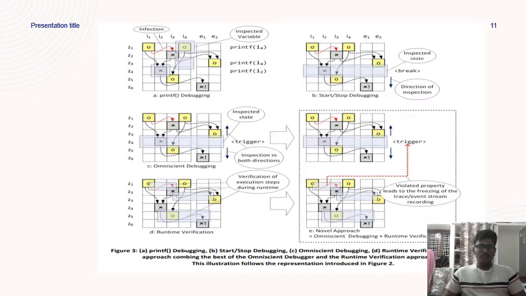Figure 3 shows the approaches to debugging. A is printf debugging, B is start-stop debugging, C is omniscient debugging, D is runtime verification, and E is a novel approach combining the best of the omniscient debugger and the runtime verification approaches. This illustration follows the representation introduced in Figure 2.